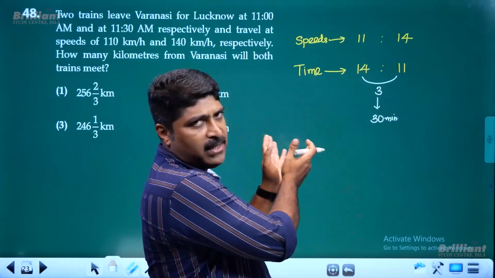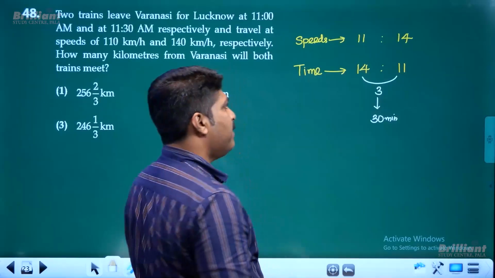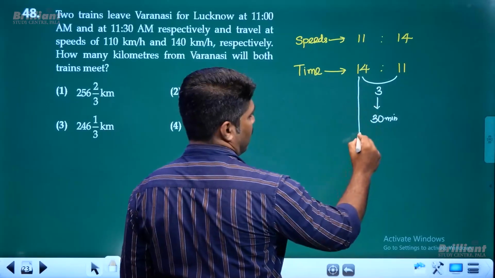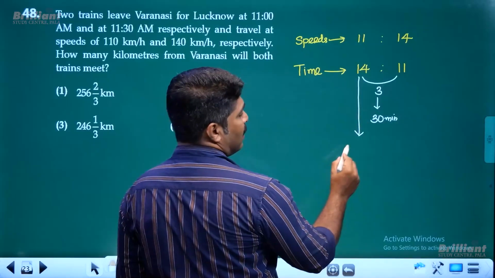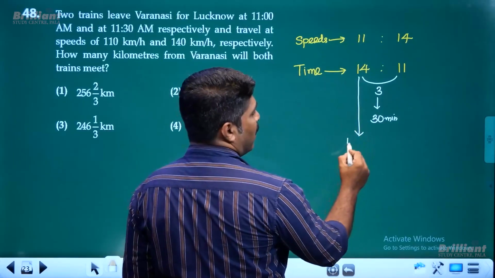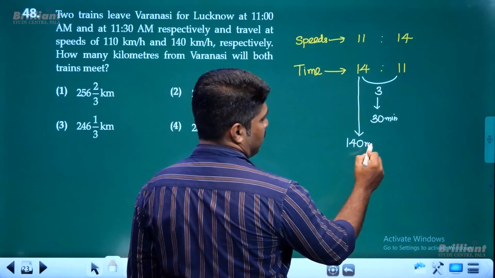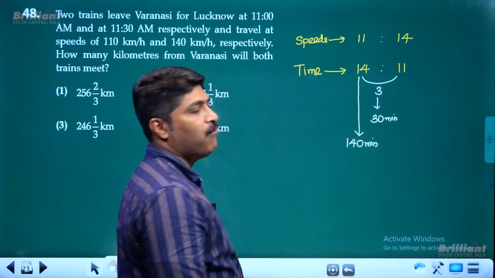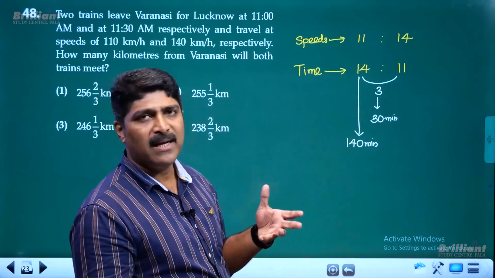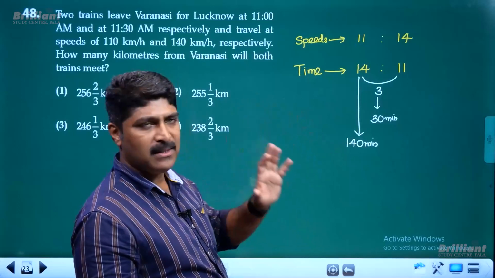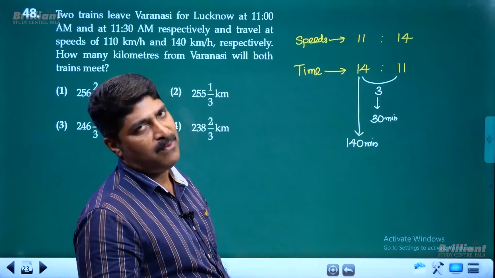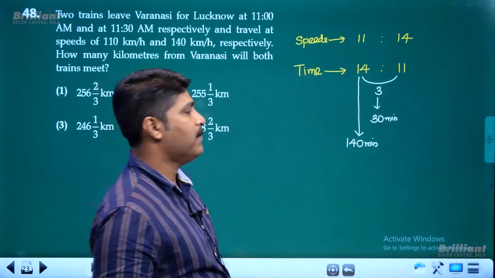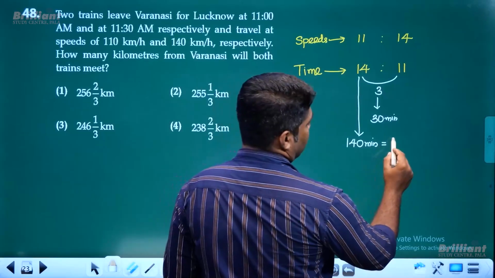Then you can find any one time here, either the first train took or the second train took. So I am taking the first train. If 3 is 30 minutes, 14 is 140 minutes. Got it? 140 minutes. So that's the direct unitary approach. 3 into 10 is 30 minutes, this is 14 into 10, 140 minutes.